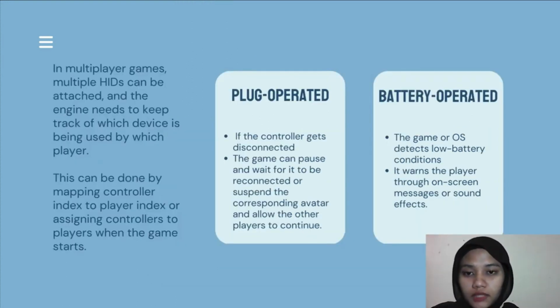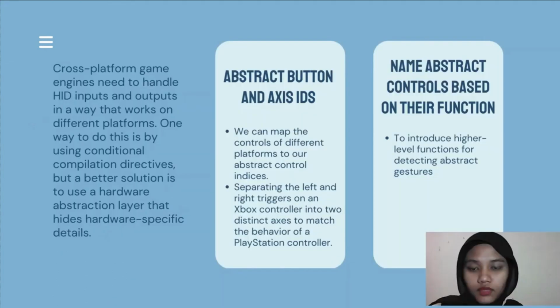In multiplayer games, multiple HIDs can be either plug operated or battery operated. So these are the differences between plug operated and battery operated. Cross-platform game engines need to handle HID inputs and outputs in a way that works on different platforms. So these are the two approaches that can be implemented for HID inputs and outputs, which are abstract button and axis IDs, and naming abstract controls based on their function.